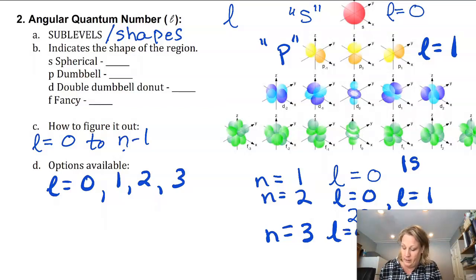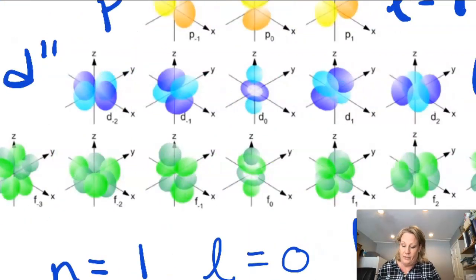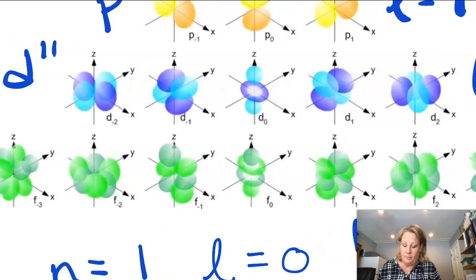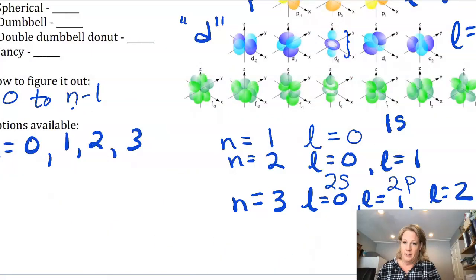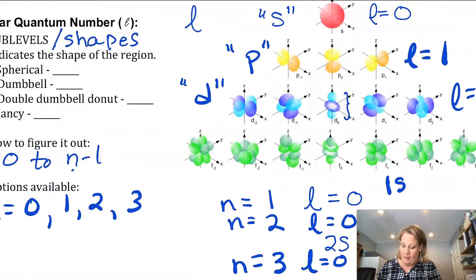have L equals 2. So L equals 2 corresponds up here to the D-shaped sublevels. And you can see these are a lot fancier. They're kind of clover-shaped. And, you know, this one here is different than all of them. I call that one the dual pacifier because it kind of looks like a pacifier for a baby.